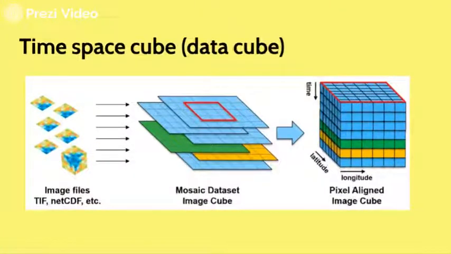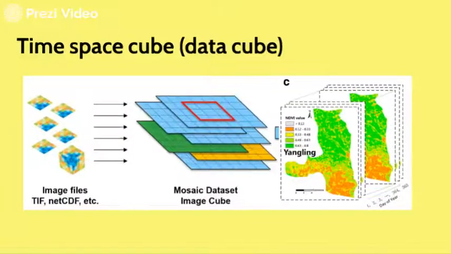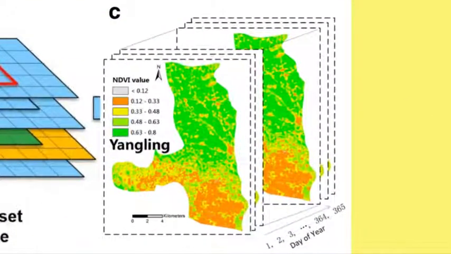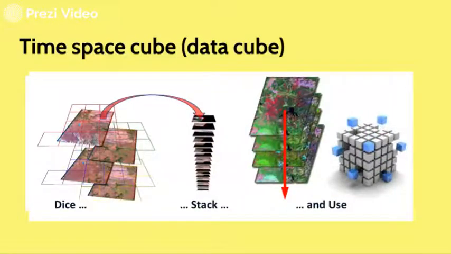Data preparation currently involves the preparation of so-called space time cubes or data cubes, when pixels are aligned in each image and it's easy to navigate. For example, here an NDVI image of different days of the year that are along that axis. Using the terminology of Australian data cube: slice, dice, stack, and use.